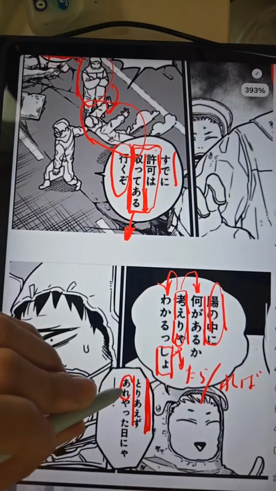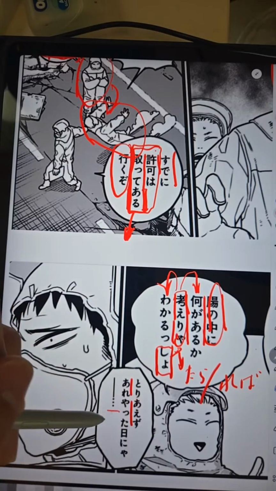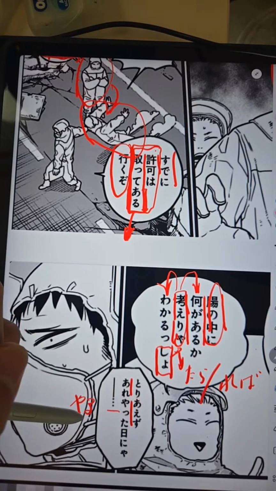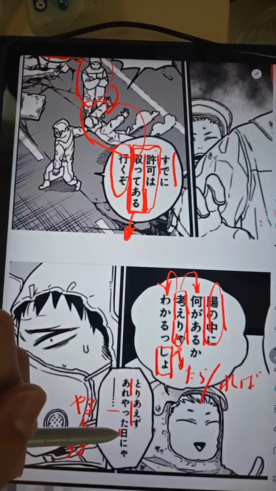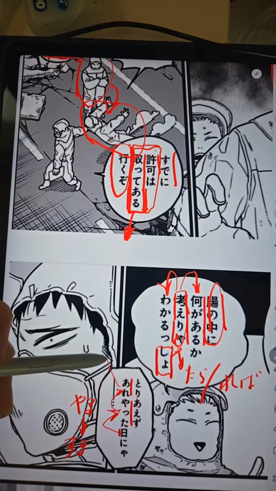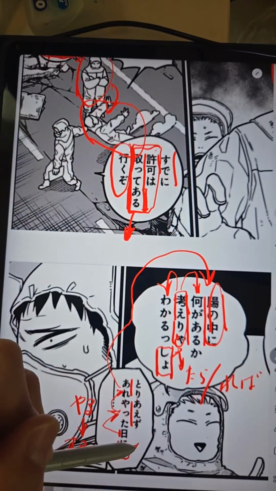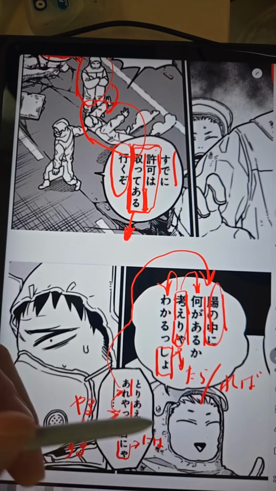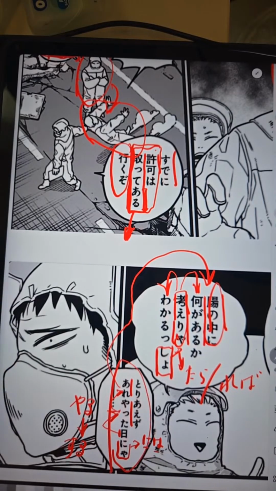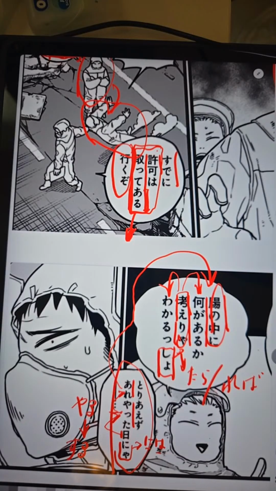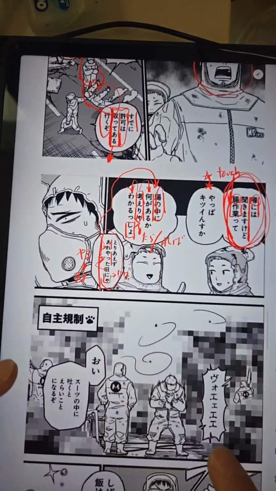とりあえず, for now, あれやった日にゃ. あれやった. The verb やる is a casual, rougher version of the verb する, to do. The day when you did that, meaning cleaning the intestine. にゃ is a casual version of には, the particle ni and the particle wa. So this one basically means, for now, you can think, when you do that, meaning cleaning the intestine, dot dot dot.